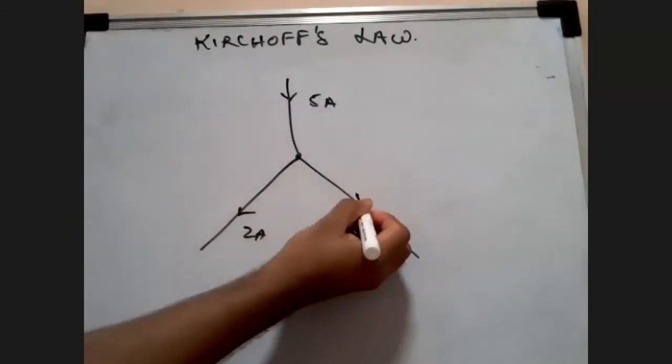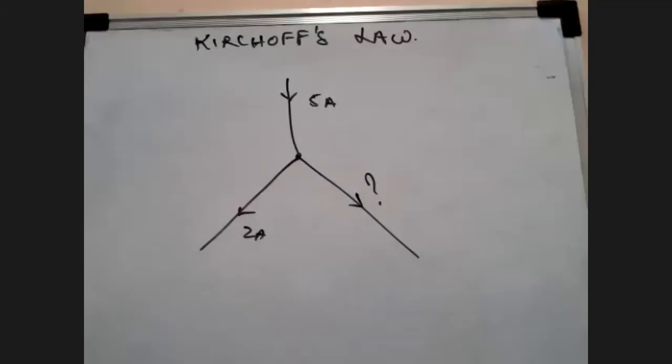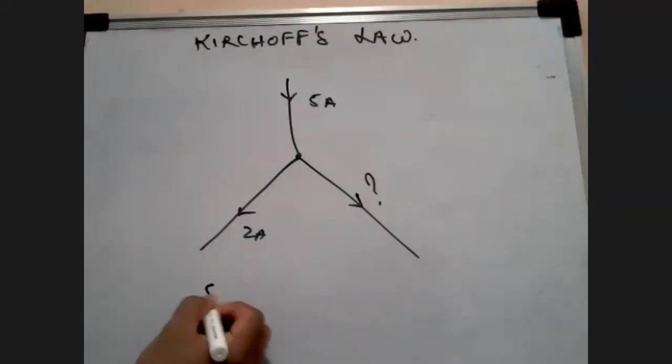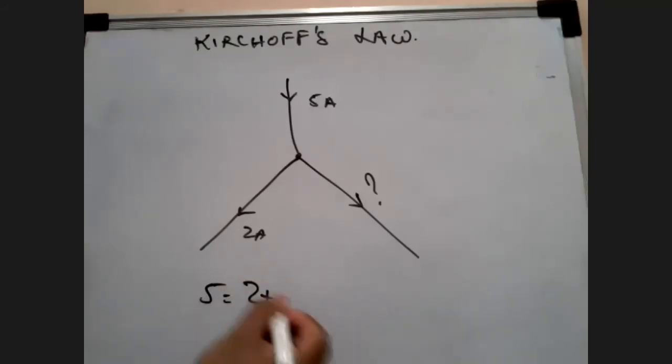Can you find out the current through this? 3 amperes. Everyone got it? Sum of currents: 5 entering, 2 getting out. So 5 equals 2 plus x. Take this as x.